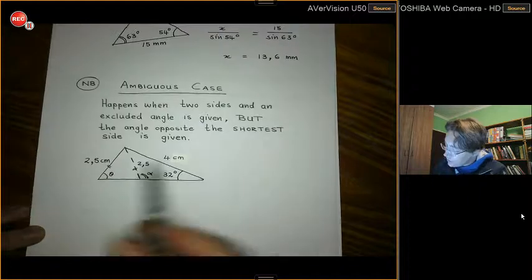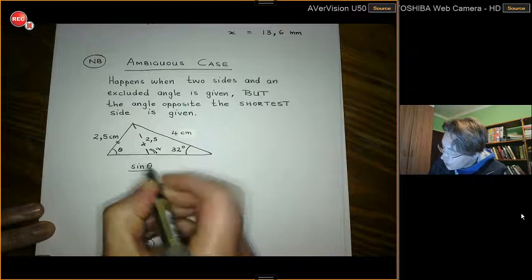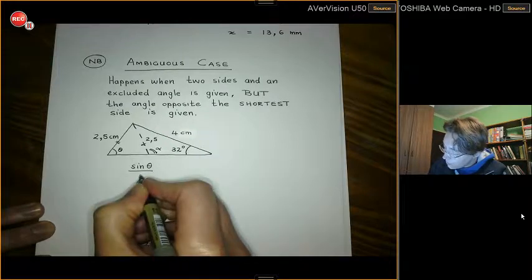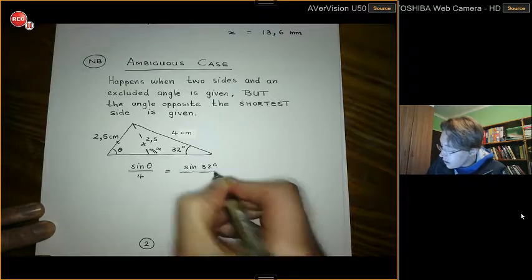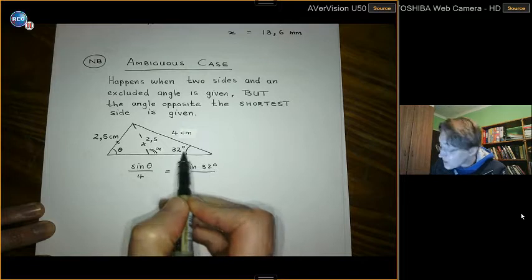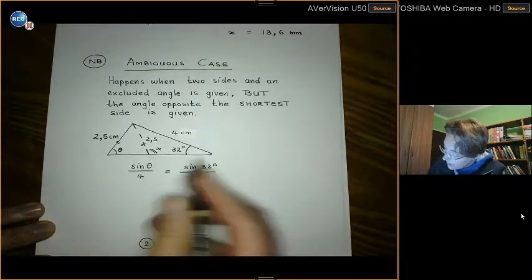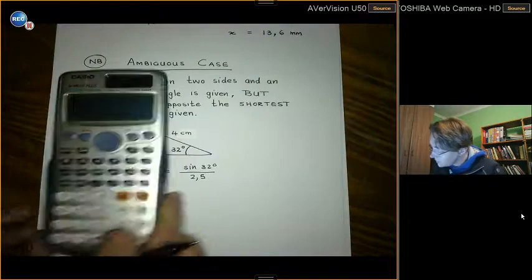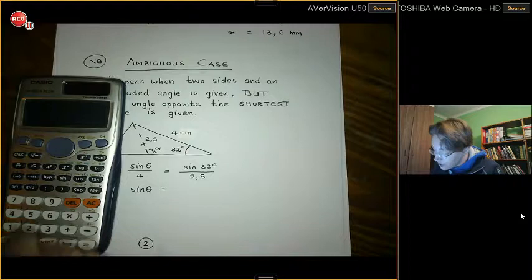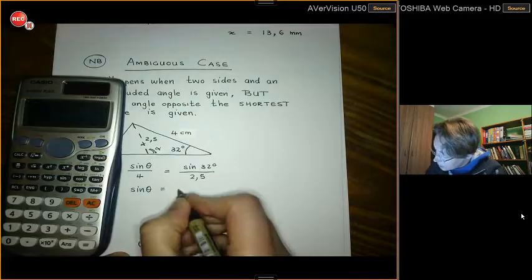So very simple and straightforward using the sine rule. We're again going to say the sine of theta over the side opposite to it, which is the 4 centimeters, is equal to the sine of 32 degrees over the side opposite to it, which is the 2,5. We can then calculate theta, but first we write down sine theta is equal to 4 times the sine of 32 over the 2,5.